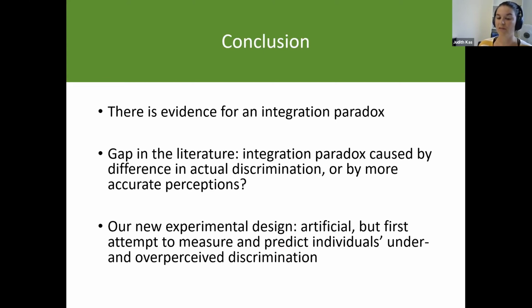And our new experimental design is aimed at measuring actual and perceived discrimination in the same domain. And it may be a bit artificial, so this is not real discrimination, for example, in the labor market, but it is the first attempt to measure and predict individuals' under- and over-perceived discrimination. So we think this is an important contribution to the literature because it has never been done before.